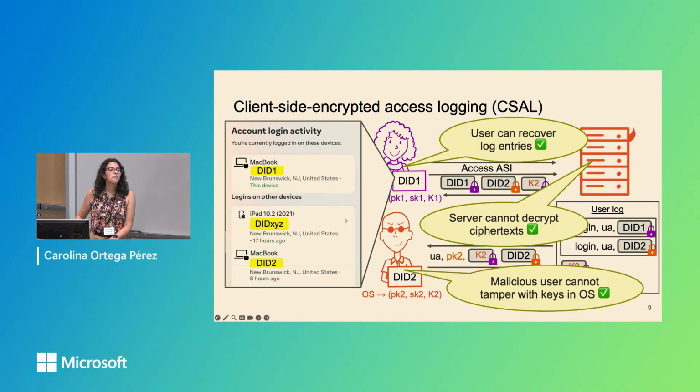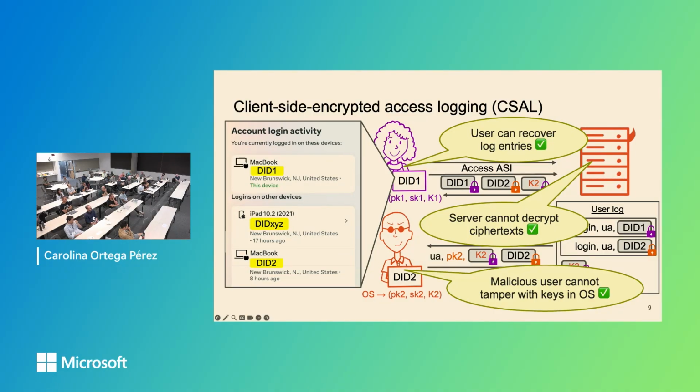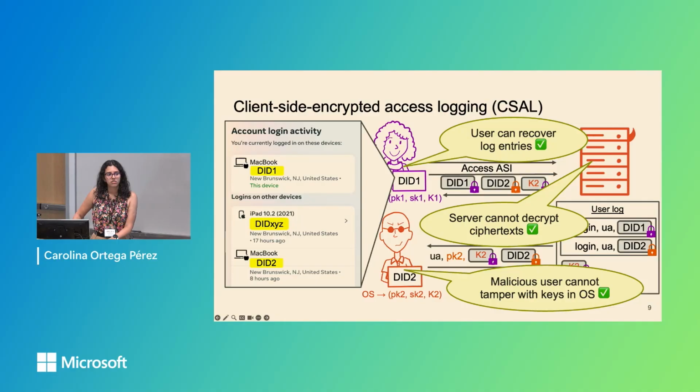Yeah? Is it an issue that the server could add device identifiers, because it could pick a key and use a public key that's uploaded, or is it outside of your scope? Yes, so you mean like adding fake entries into the log? Yeah. That would be an issue because it would be confusing to users. Yeah, it is outside of our threat model, but it would be bad.